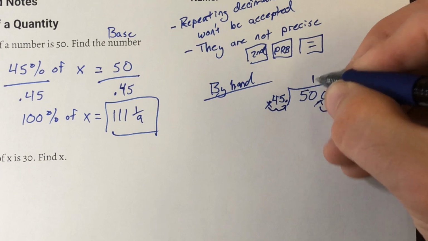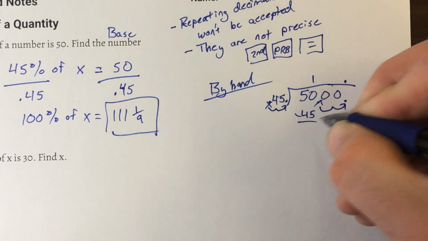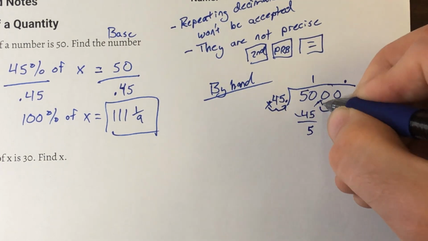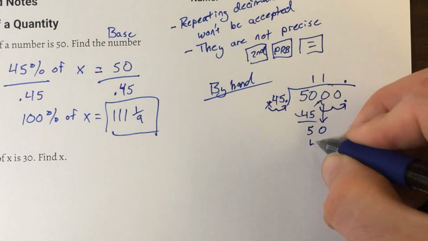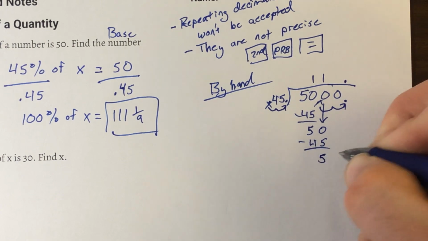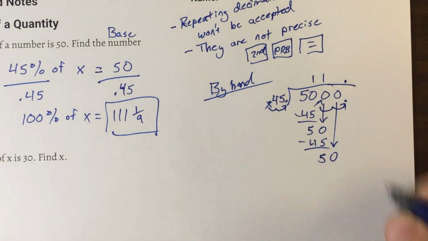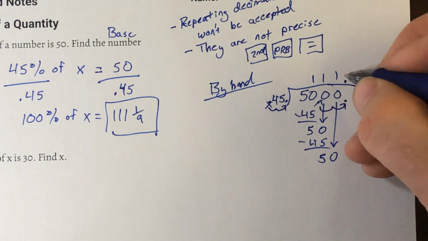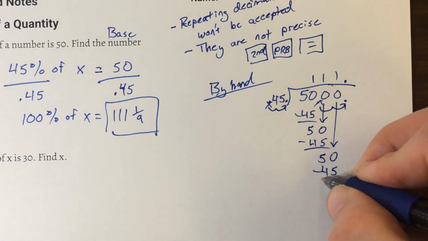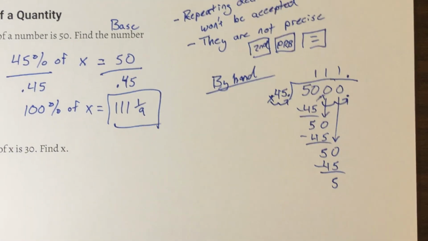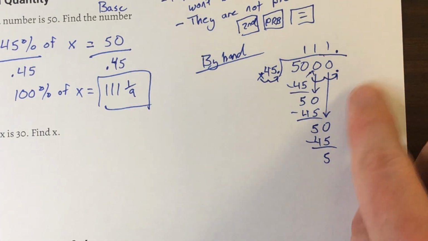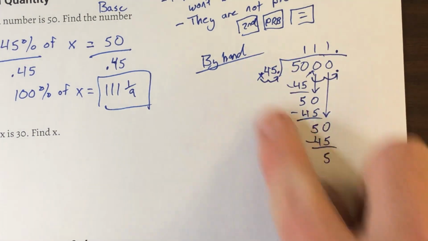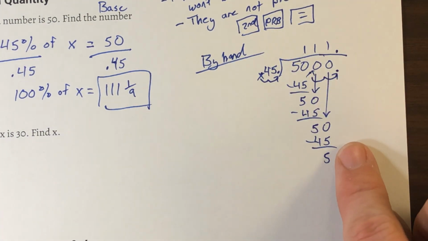45 goes into 50 once, which is 45. Subtract and get 5. Bring down 0. 45 goes into 50 one time, which is 45. Subtract, get 5. Bring down 0. 45 goes into 50 one time, which is 45. Subtract, get 5. Now, if I kept on going, I'm going to keep getting 1, 1, 1, 1, 1. So we would stop because we're going to realize it's just going to keep repeating, meaning a fraction would be preferred.